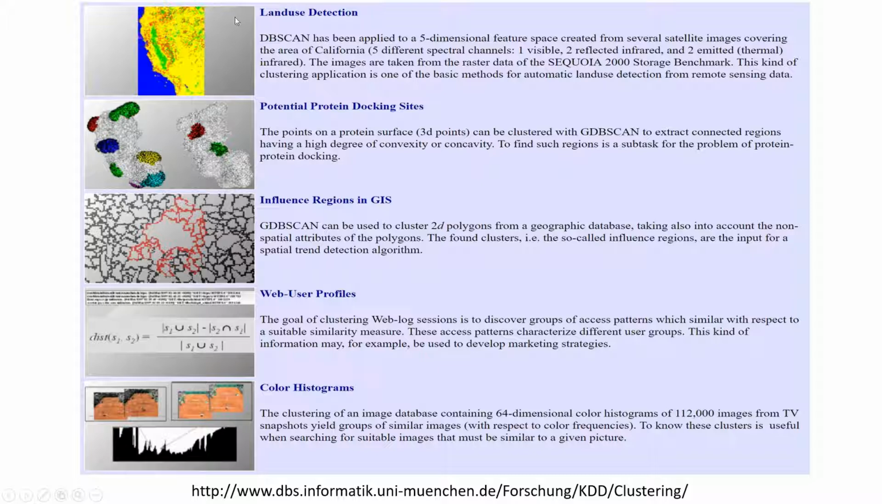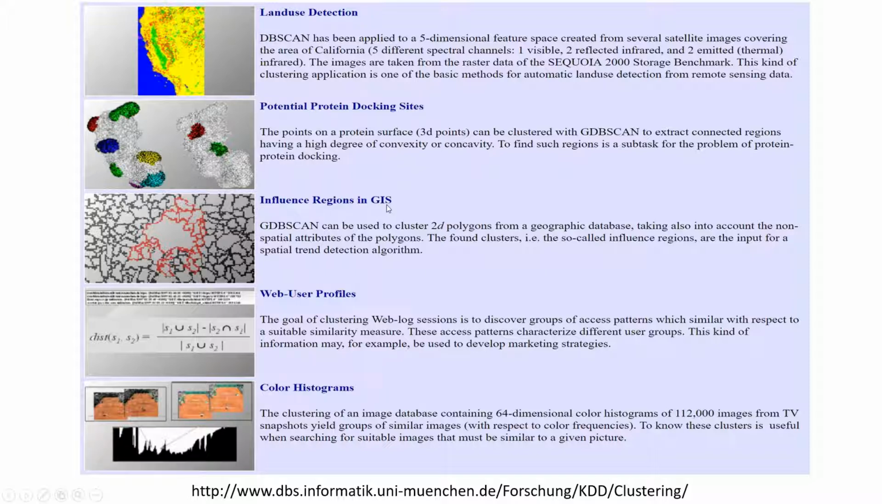You can identify that using DBSCAN very easily from a satellite picture. Does it make sense? Yes. Excellent. Potential protein docking sites, you can identify, because when they dock, the points are very close together. When the proteins dock, they combine and come together.